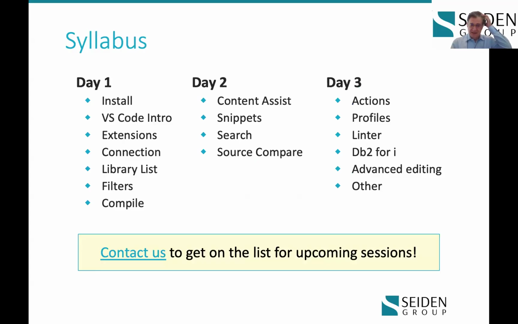As for the topics, first to get to install, check out the extensions, connect, dealing with library list, filters, how to compile, different ways to compile, and a lot of shortcuts that'll save you time that are our favorite shortcuts. Then content assist, snippets, searching and source comparisons in some detail, great ways to use this. And then actions profiles is a way of further customizing actually for different environments. If you have test, UAT, and production, you can customize all this to make things really fast.